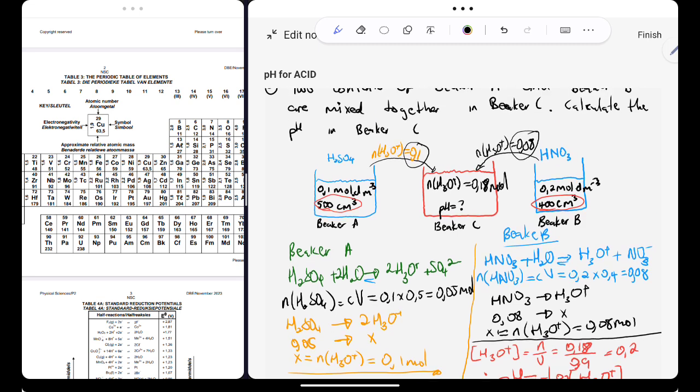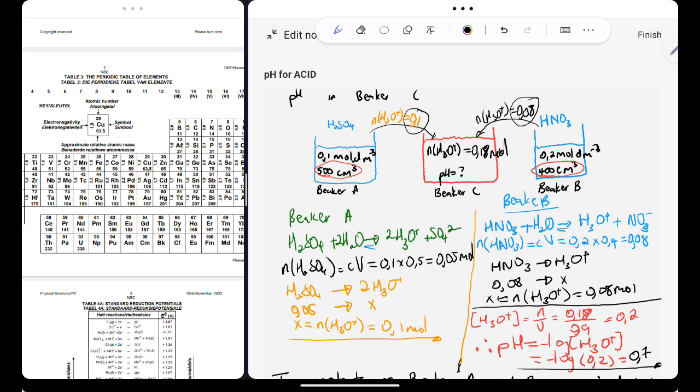These questions, guys, are typically 7-8 marks, né? But all you need to know, since there's no neutralization taking place, is that you must calculate the number of hydronium ions contributed by each beaker into beaker C, and then find the concentration of those hydronium ions and then find the pH. That's all you need to do.